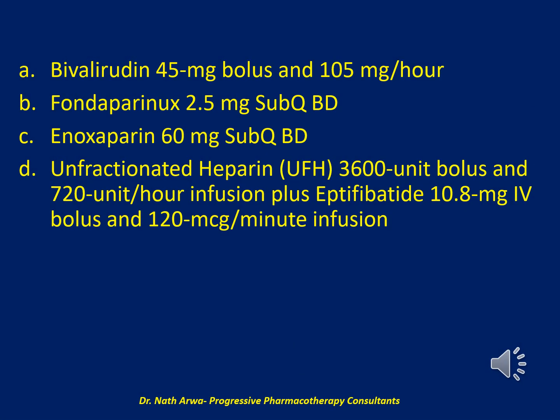Would it be A. bivalirudin 45 mg bolus and 105 mg per hour, or B. fondaparinux 2.5 mg subcutaneously twice daily, or C. enoxaparin 60 mg subcutaneously twice daily, or would it be D. unfractionated heparin, UFH, 3600 unit bolus and a 720 units per hour infusion plus eptifibatide 10.8 mg IV bolus and a 120 micrograms per minute infusion? I will give you 10 seconds to choose the correct answer to this question from the listed options.